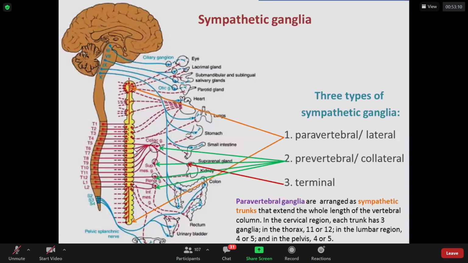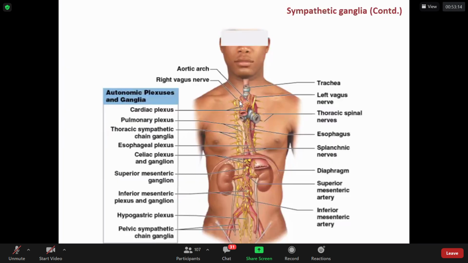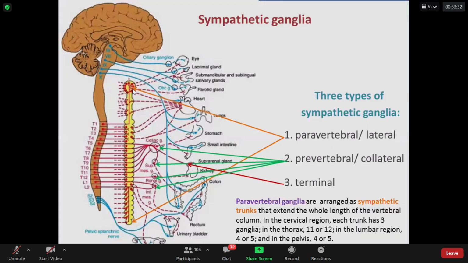Look at the picture, match this one with this. These two are the sympathetic trunk chain. This is the sympathetic chain, and it's going downwards. And this one is the left one. And these are the prevertebral ganglion. That is the second category. This is the prevertebral category. This is the paravertebral category, sympathetic trunk. And how are they formed?